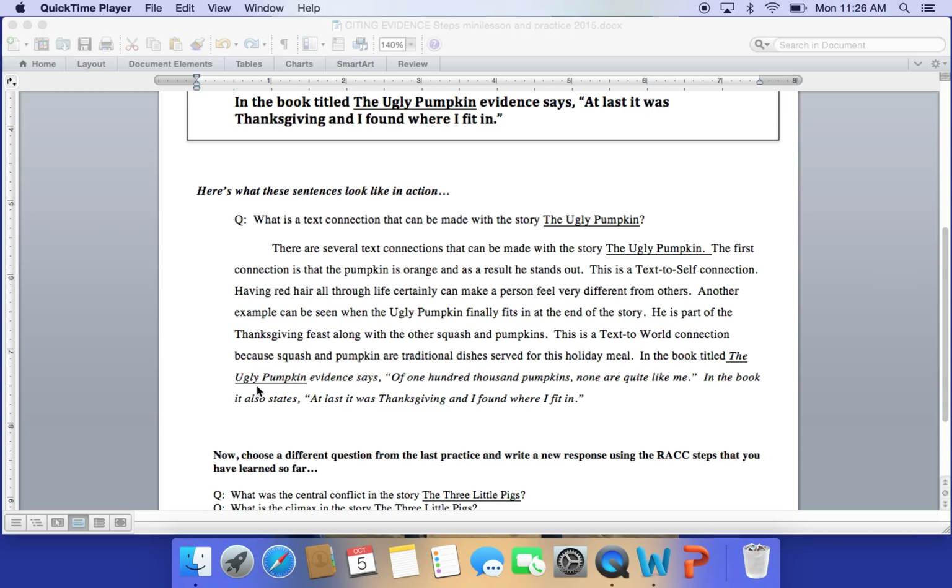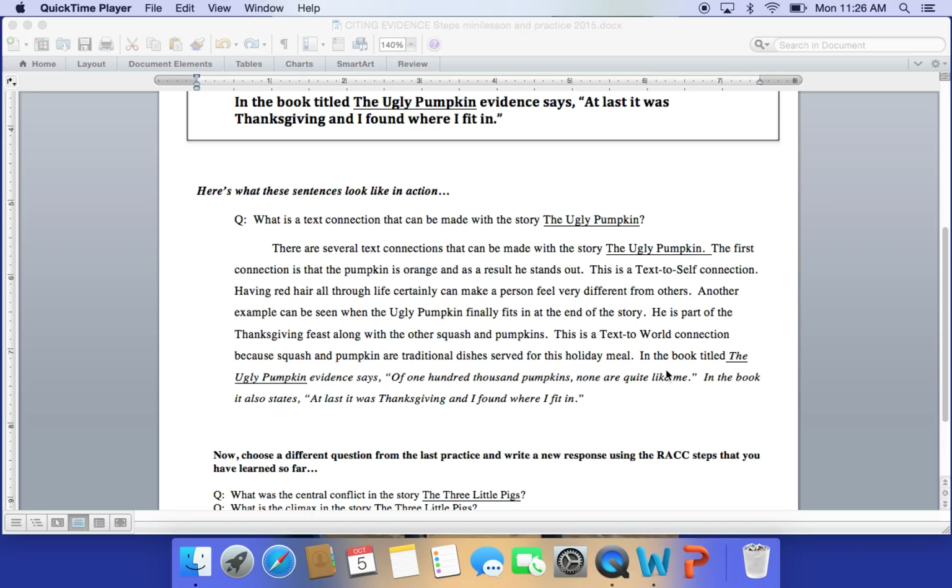Some of my students like to take advantage of this. Others don't feel comfortable yet. They want to cover their bases, and they list the title of the resource in both of the evidence sentences. That is up to you, whichever way you want to work on it. More is more in this case.